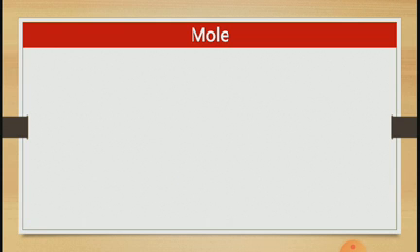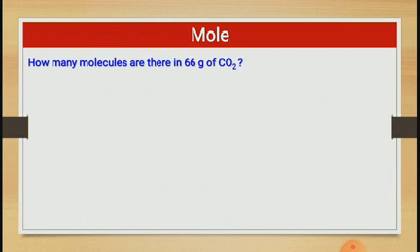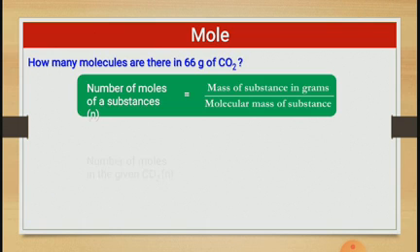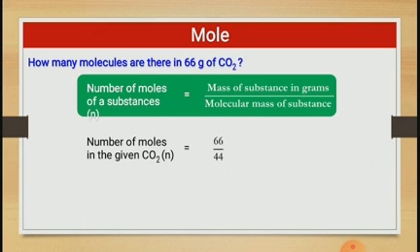How many molecules are there in 66 gram of carbon dioxide? Let us go through the simple formula. The number of moles is equal to the mass of the substance in grams divided by the molecular mass of the substance. The mass in grams is already given, that is 66. How do we find the molecular mass of CO2?